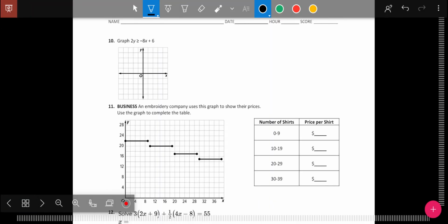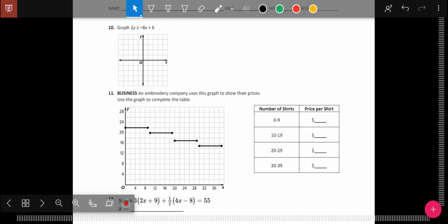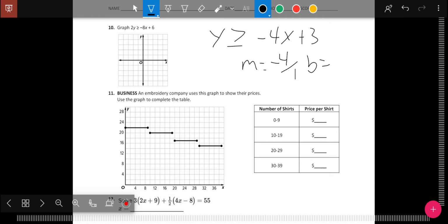Number 10. First thing I need to do is get in y equals mx plus b form. So I'm going to divide everything by 2. I get y is greater than or equal to negative 4x plus 3. So m is negative 4 over 1, and b is 3.